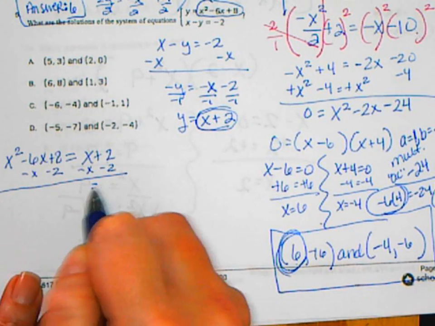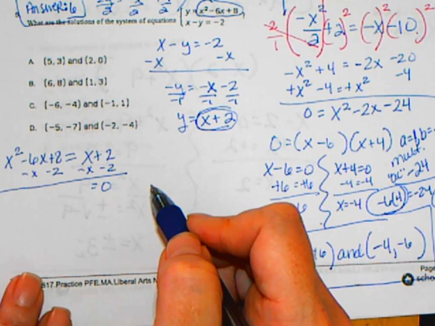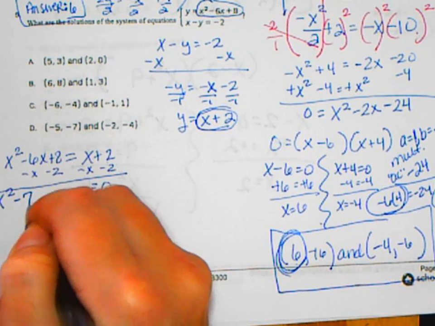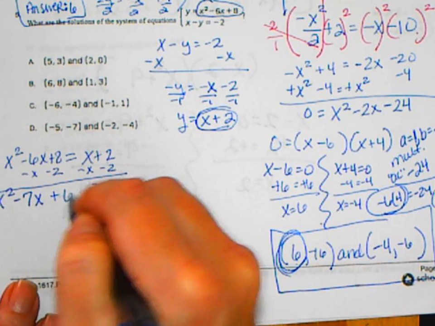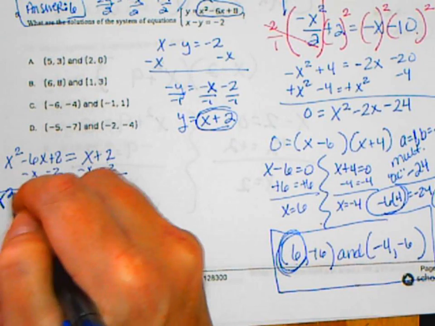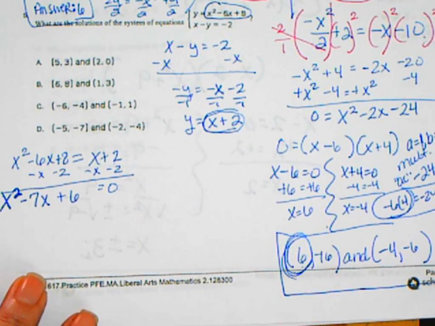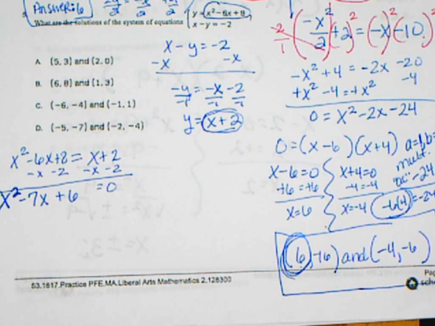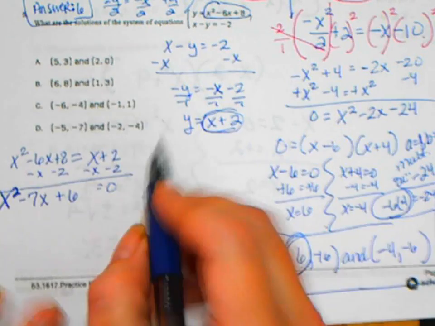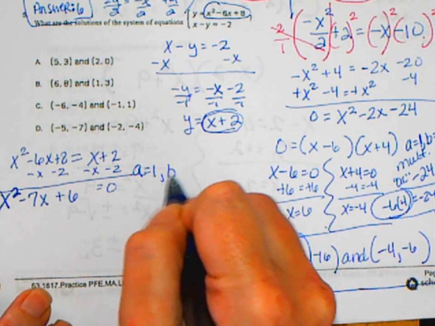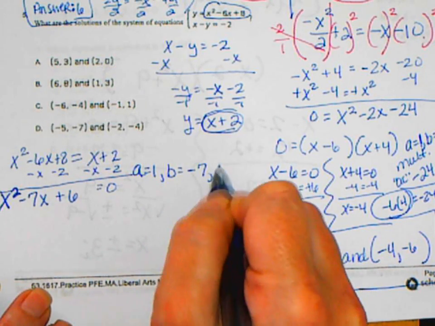On the right side we've got 0. On the left side, combining like terms, x squared minus 7x plus 6. I've got a quadratic. Hopefully I can solve it by factoring. If not, I'll use the quadratic formula or completing the square. A is 1, B is negative 7, and C is 6.